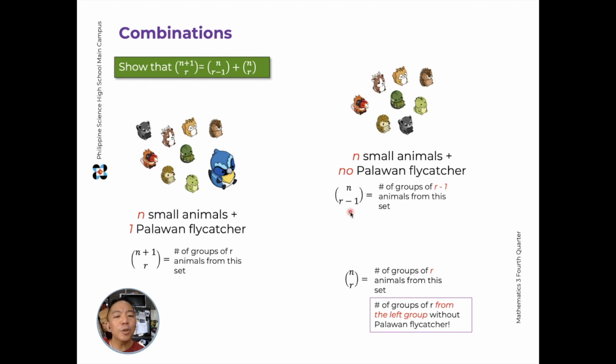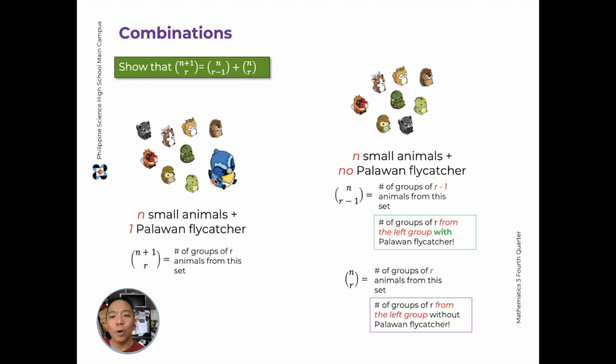Yung group na to, ito yung groups of r minus 1 na magagawa mo from this set. Imagine, mayroon akong groups of r minus 1 animals. Sa bawat group na yun, isasali ko na si Palawan flycatcher. Parang na-late lang siya, wala siya sa selection. Then kumuha ko ng groups of r minus 1, i-join ko na doon si Palawan flycatcher. So that covers all the groups from the left group na kasama si Palawan flycatcher.